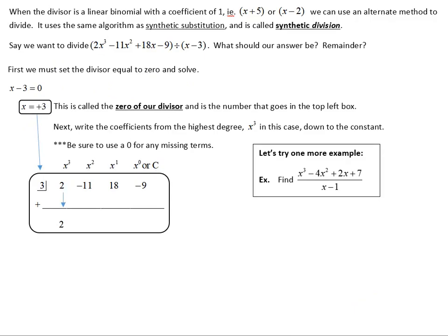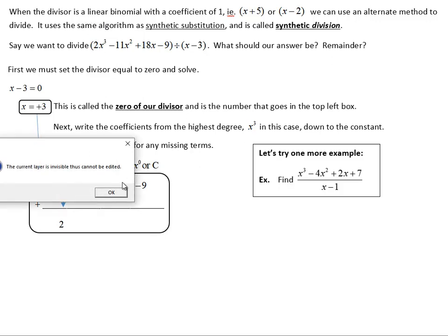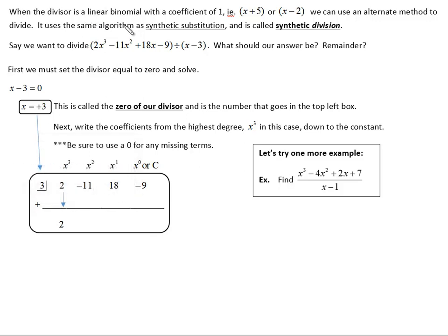Okay, we got one last part on our note sheet here, which is talking about synthetic division. So that same synthetic algorithm we did earlier, we can use actually to divide in some cases. So if our divisor is a linear binomial, that means x to the first power is our highest degree, and it has two terms. And its coefficient has to be a 1. So 1x to the first, plus or minus some whole number.